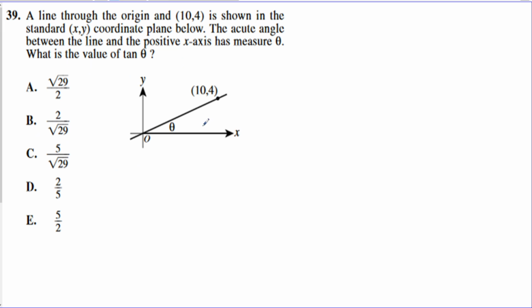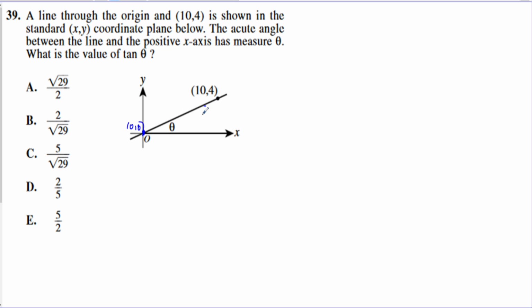All right, problem number 39. This is another geometry problem. A line through the origin, which is 0, 0, right here, and the point 10, 4, that's already noted on our graph, is shown in the standard xy coordinate plane. The acute angle between the line and the positive x-axis has a measure of theta, call it whatever you want. What is the measure of tan theta?